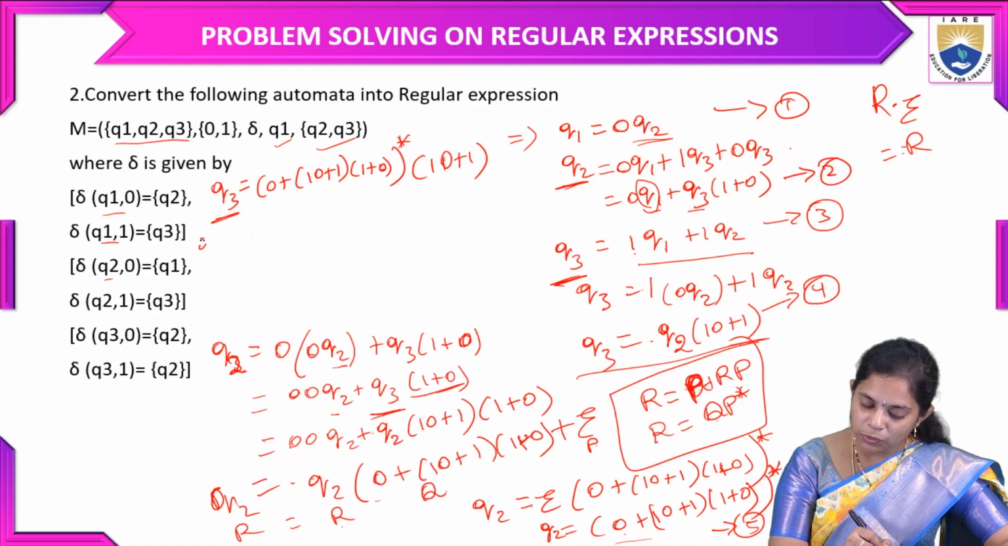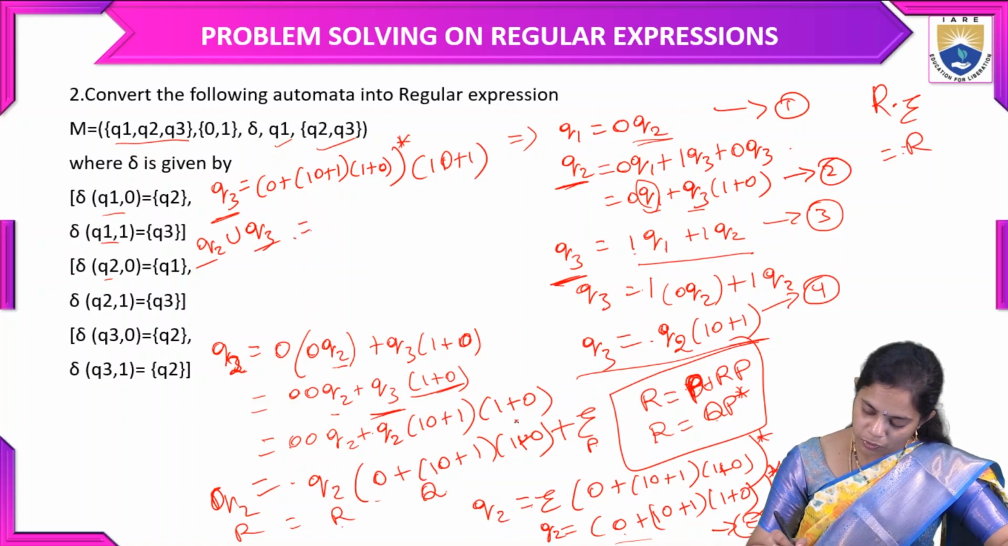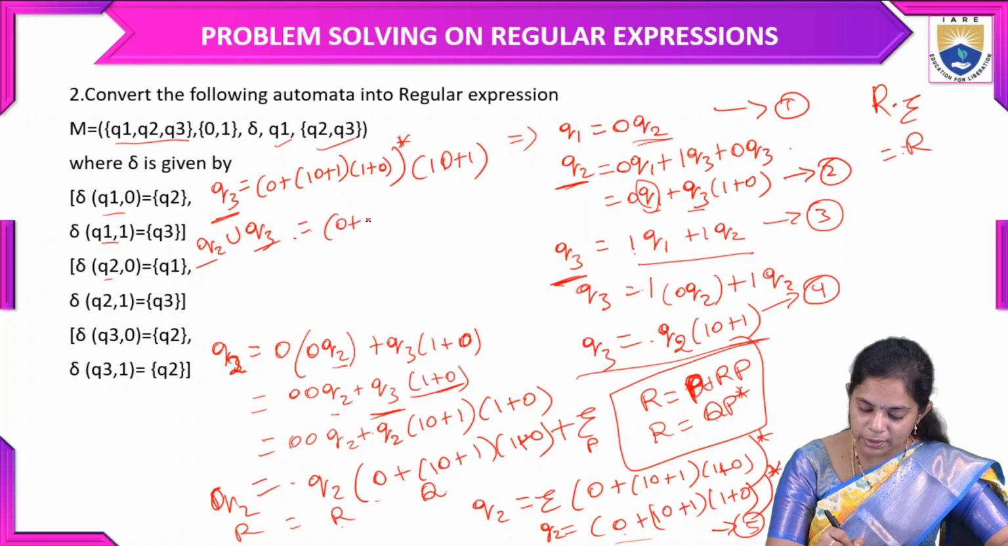And here we need to union Q2 union Q3, as the two are the final states. So that again I need to write Q2 is equal to, so this one, and 0 plus 1 0 plus 1, 1 plus 0 whole star, 1 1 0 1 1.